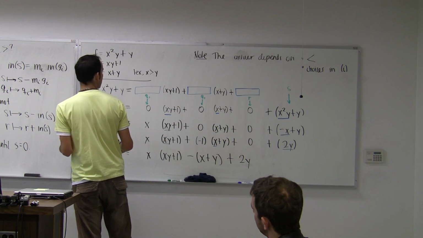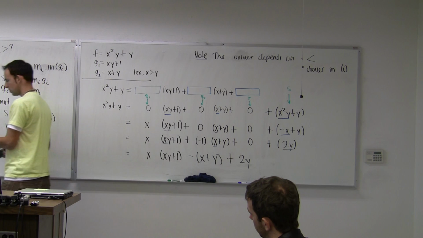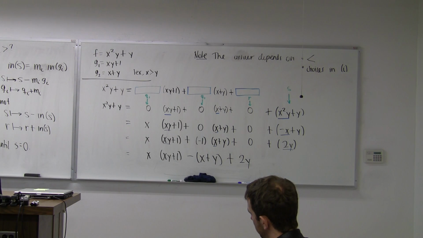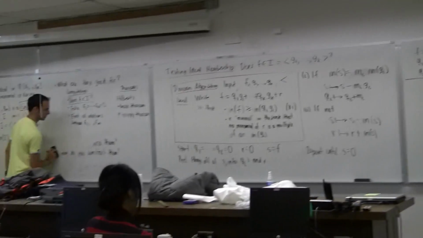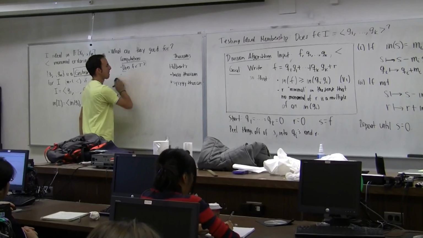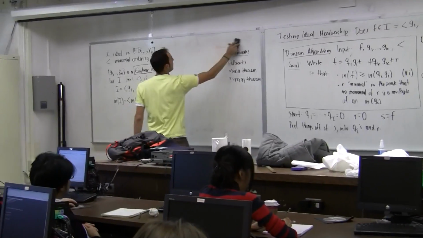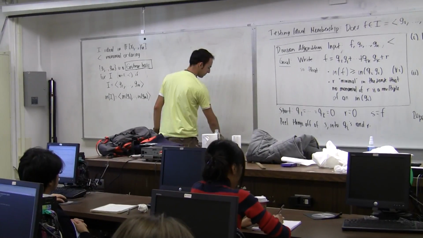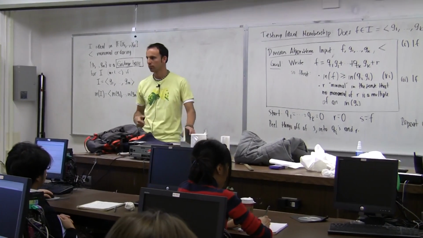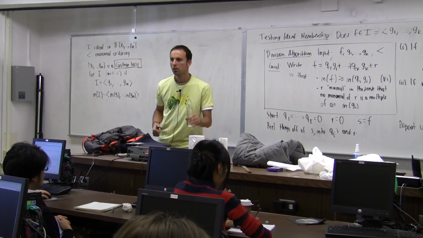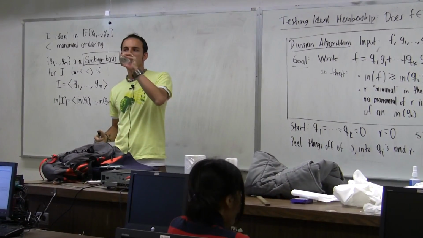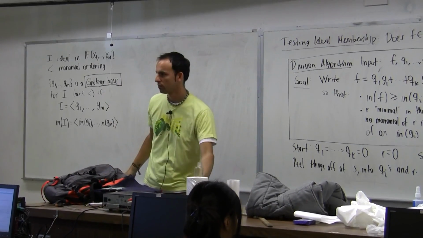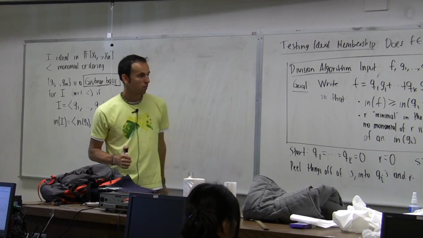Okay. So that's the division algorithm. Any questions about it? And then F belongs to the ideal if there's no remainder, right?